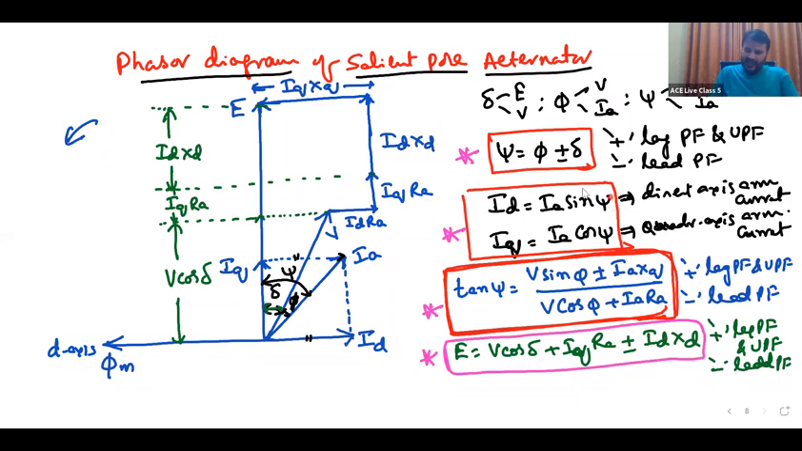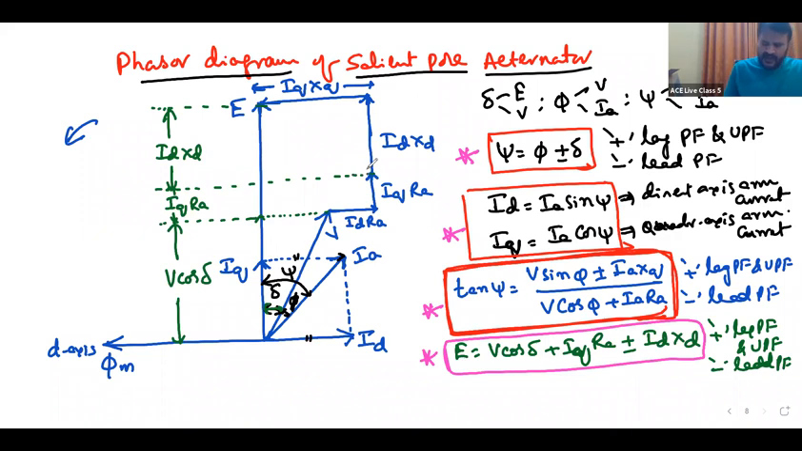Once psi is calculated, I can calculate ID, the direct axis current, and IQ, the quadrature axis current. And once you know delta, E can be calculated, because E is equal to V cos delta plus IQRA plus ID XD. Delta can be obtained from these relations. Once you know E, regulation can also be found. After this, I am going to do the problems.